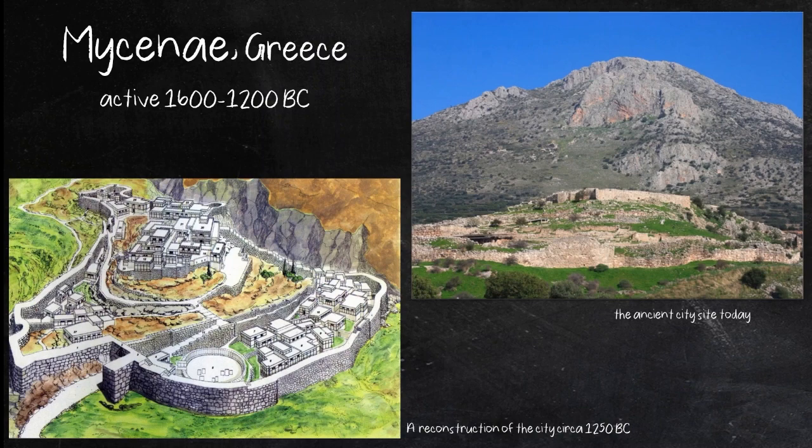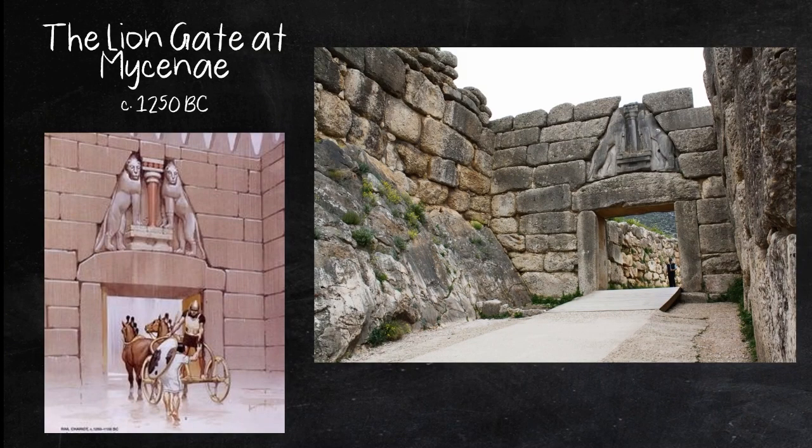Now, the most famous feature of Mycenae and the first object of our interest is the main city gate through these walls. The gate originally had doors that could be closed and barred, so it wasn't just sitting open like it is today. And on the relief sculpture above the gate, the lions' heads are now missing. They were sculpted on a different piece of stone that's now gone. But you can see with the artist's reconstruction on the left how it might have originally looked.